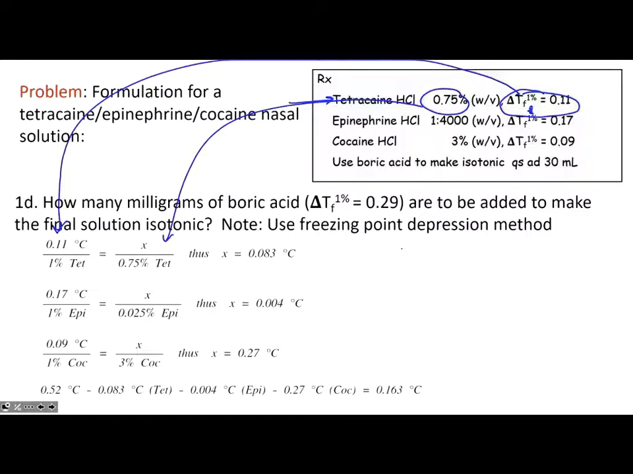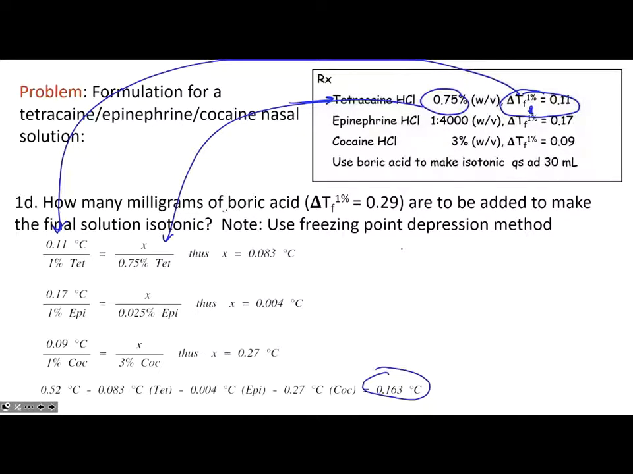So if we take 0.52 degrees and subtract every single ingredient, then what's left is what I still need to get. So when you subtract all that, then it turns out this is what I still need to get from my boric acid. So I need 0.163 degree depression. So how will I do that?